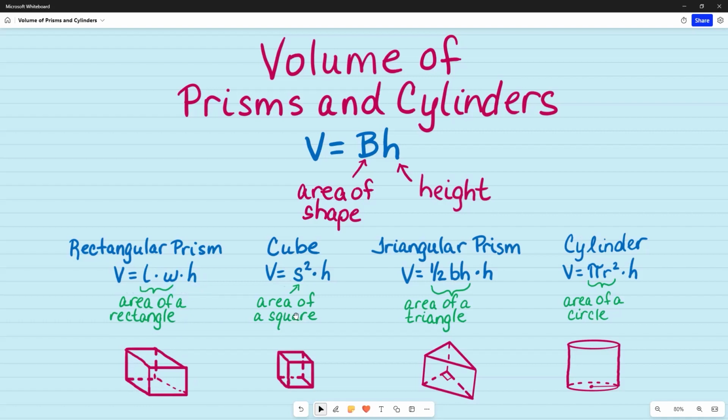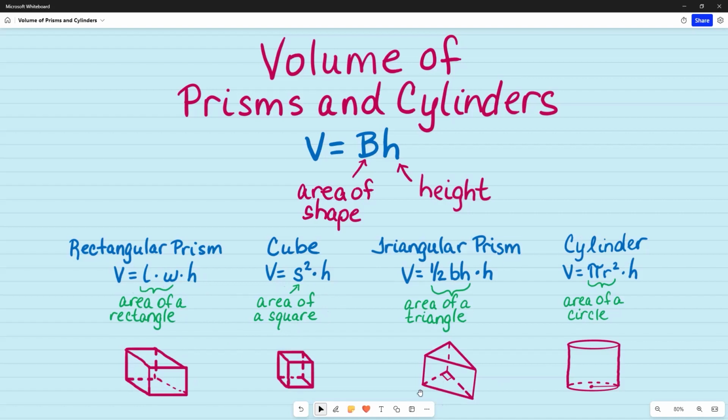For a cube, the base is simply a square, and the square's area is S squared, which is side squared, or really, honestly, you could have said length times width as well. And then to make it three-dimensional, you would have to multiply by the height.